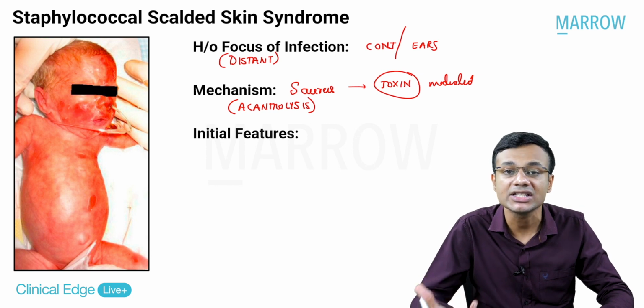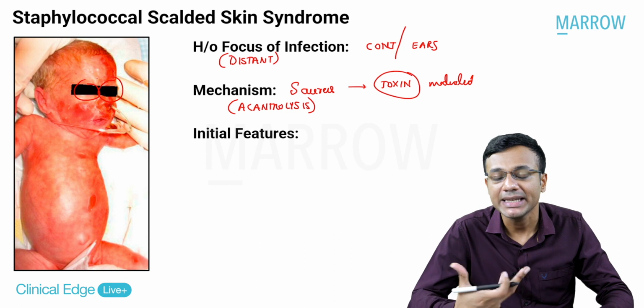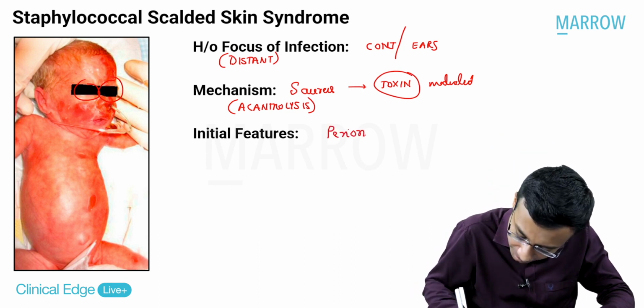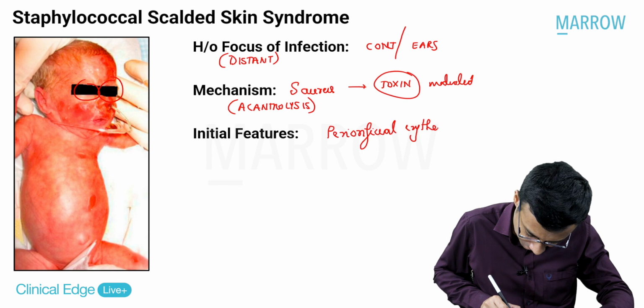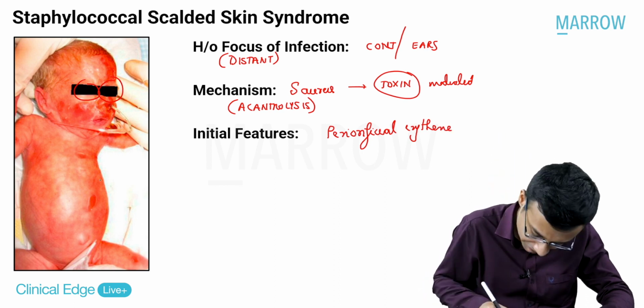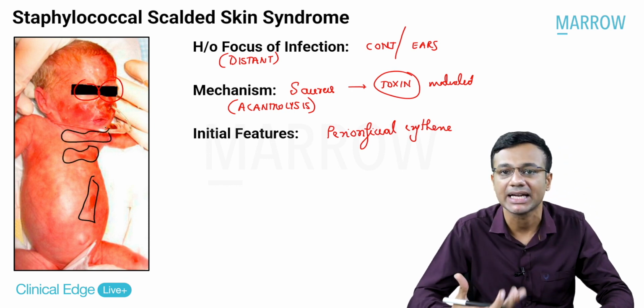Third, the initial features here. So please remember, one of the initial features will be periorificial erythema. So you're going to have redness around the orifices. That's periorificial erythema. And why are we discussing this topic? Because of the differential diagnosis of fever with sheet-like epidermal peeling. You can see some sheet-like epidermal peeling happening there.